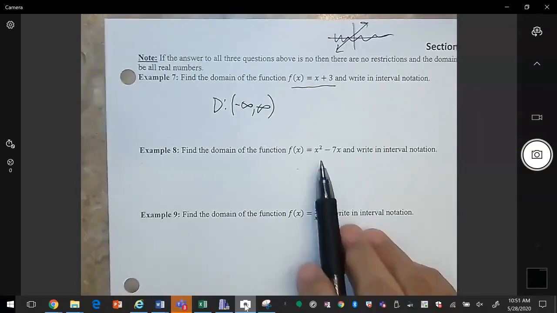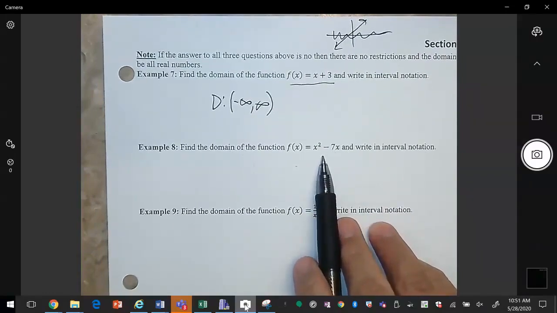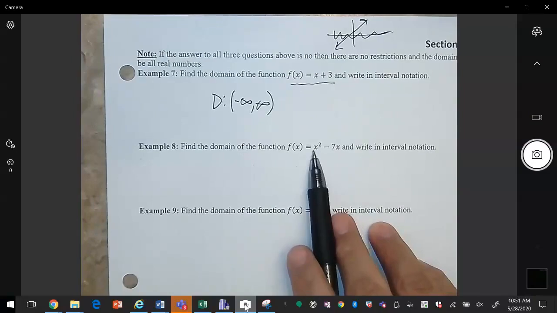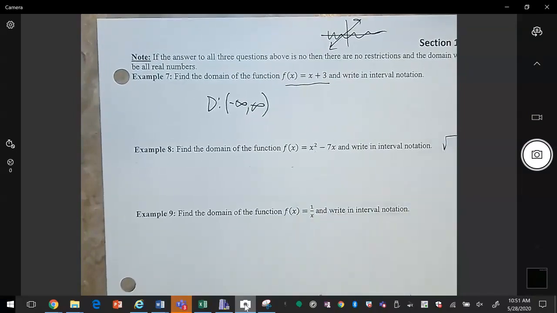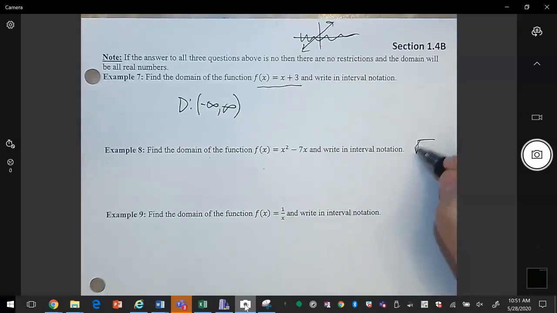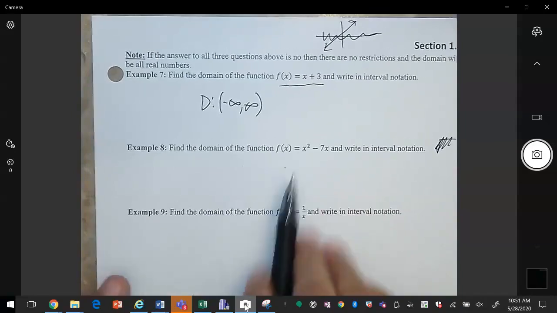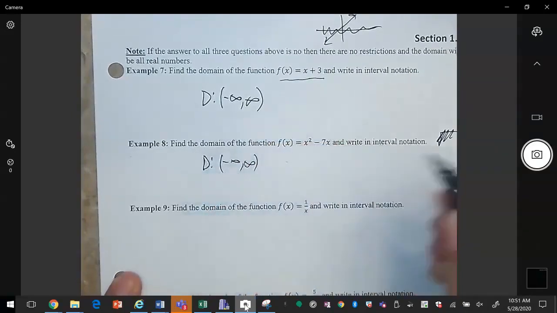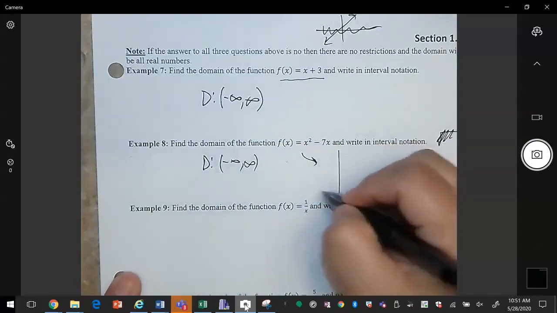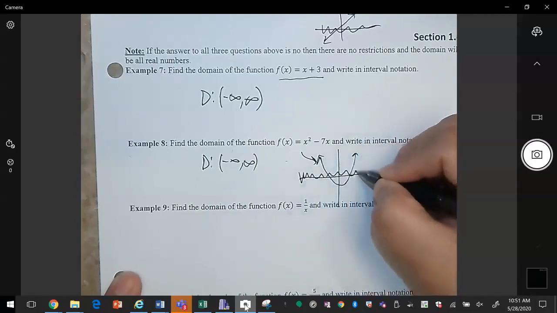Okay, so let's go on to the next one. X squared minus 7x. Do you have a fraction? No. Do you have a square root? No. It has a square, but not a square root. Remember, the square root would be using this symbol. So no fraction, no square root, and no logarithms. So the domain, negative infinity to positive infinity. This graph is a parabola. And so a parabola uses all the x values here.